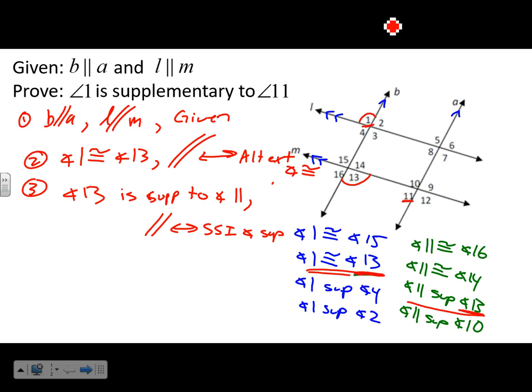So now we know angle 1 and angle 13 are congruent. I know 13 is supplementary to 11. So that means now if 1 is congruent to 13 and 13 is supplementary to 11, that means angle 1 has to be supplementary to angle 11. So I know that, but what is the reason? And that is the congruent supplement theorem.